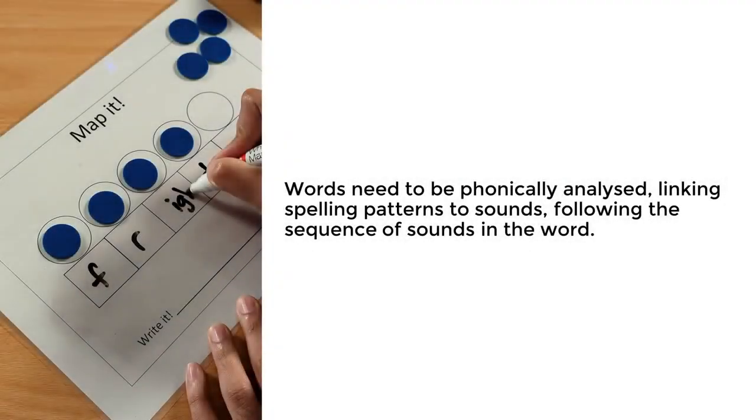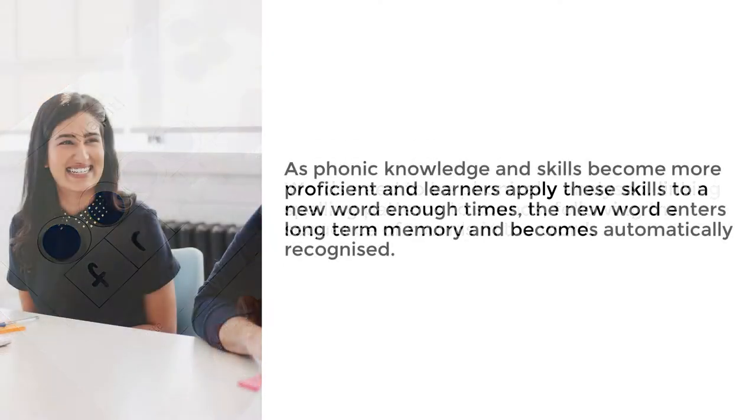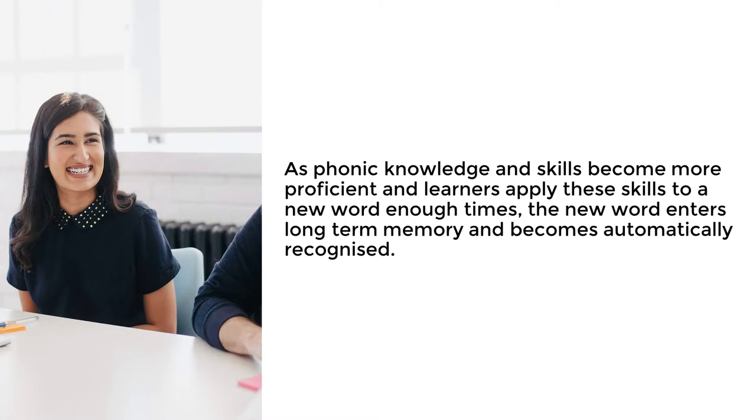Adults may need to unlearn old and ineffective reading habits, like memorising whole unanalysed words, or guessing new words based only on the first letter. Words should be phonically analysed, with the spelling linked to the sounds, following the sequence of sounds in a word. As phonics knowledge and skills become more proficient, and learners apply these skills to a new word enough times, new words become automatically recognised and stored in long-term memory in a learner's word bank. This then leads to fluent and effortless reading. This process is called orthographic mapping. Teaching should support this process.